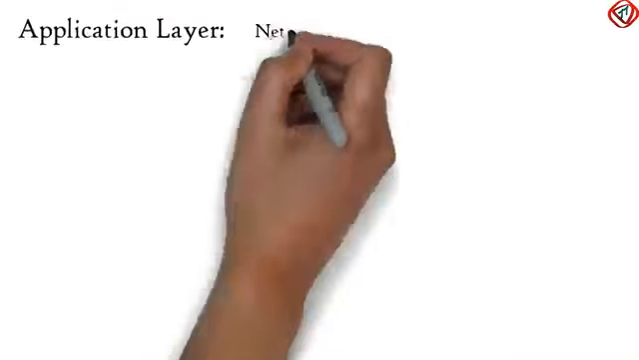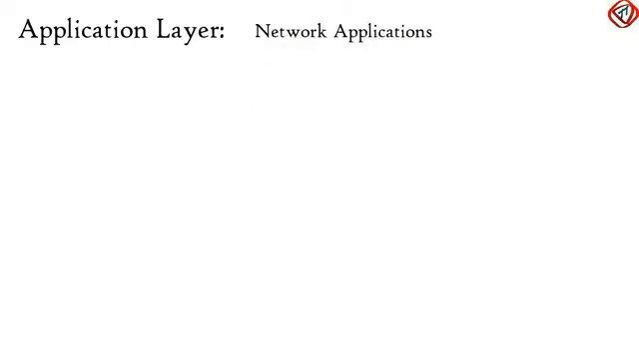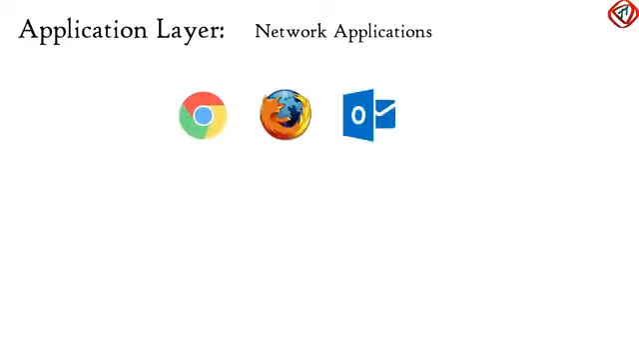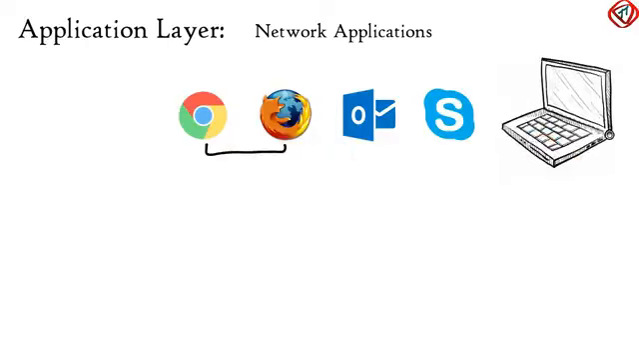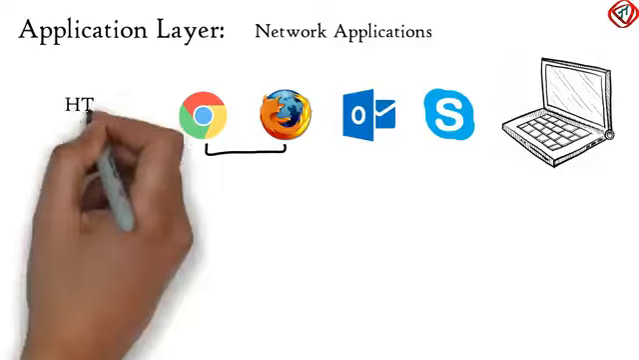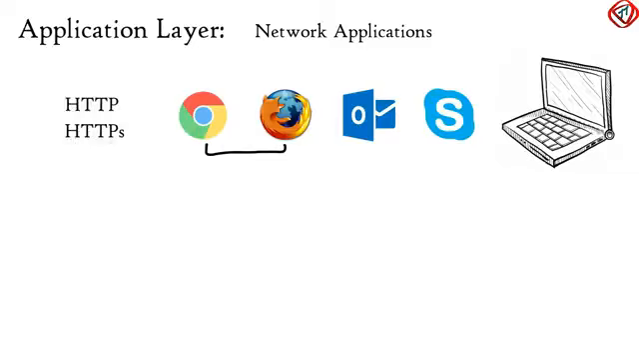Application layer is used by network applications. Network application means computer applications that use internet, like Google Chrome, Firefox, Outlook, Skype, etc. Web browser is a network application running in your PC. It uses application layer protocols HTTP or HTTPS to do web surfing. Not only web browser, but all network applications, including Outlook, Skype, etc., are dependent on application layer protocols to function.